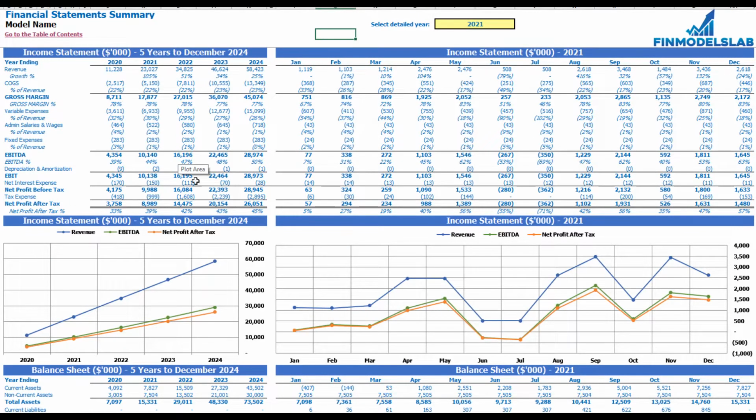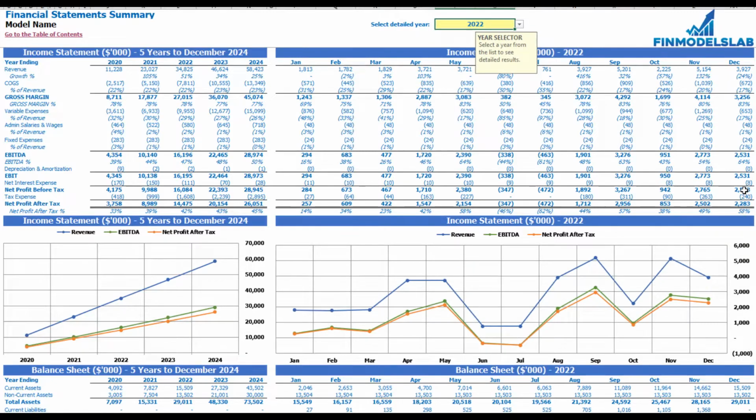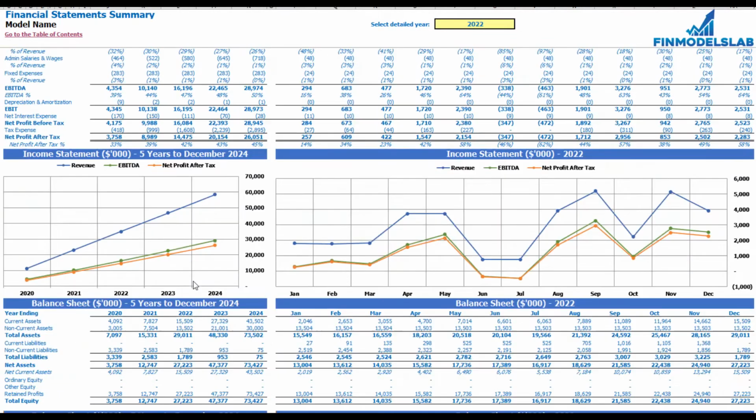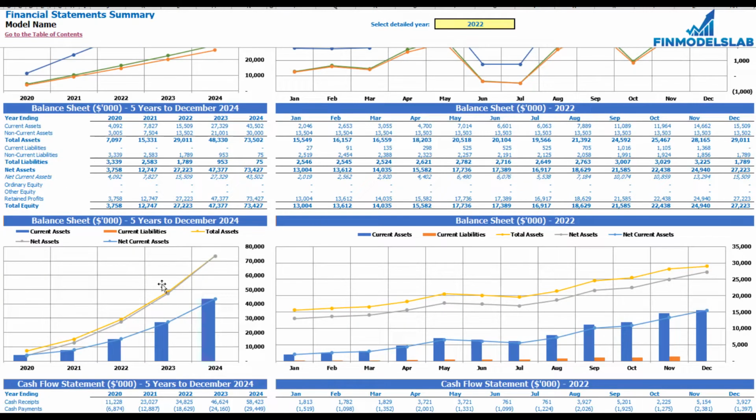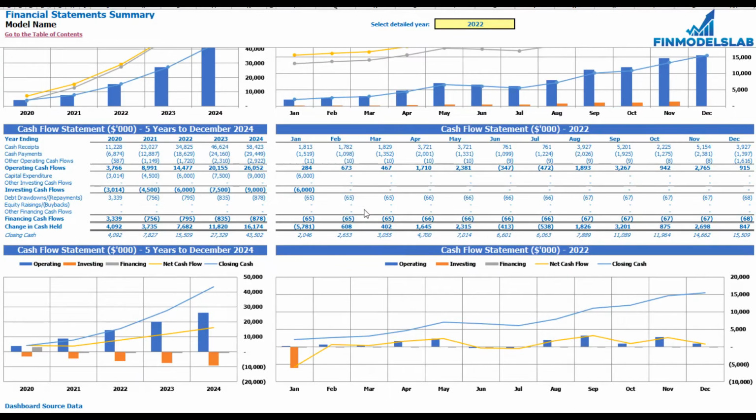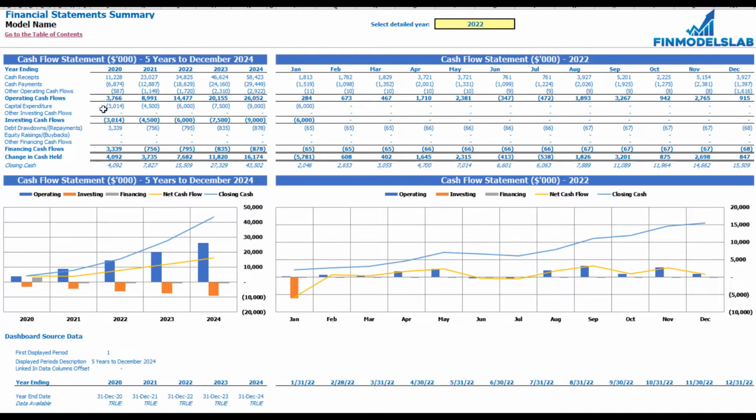On the top you have the income statement broken down by 5 years, and the selected year, which you can change here, broken down by months. Below you may see the same information in chart form. The next set of tables and charts will show you the balance sheet and main KPIs broken down by 5 years and the selected year by months. And the last part will show you the cash flow statement breakdown for the 5 years and for 12 months for the selected year, as well as charts with the same information.